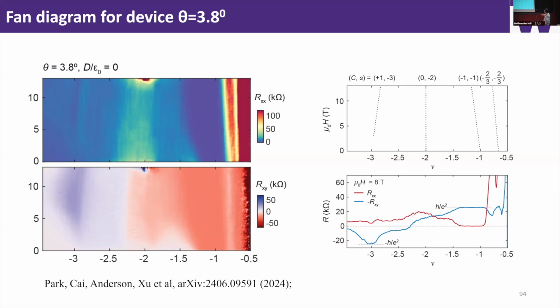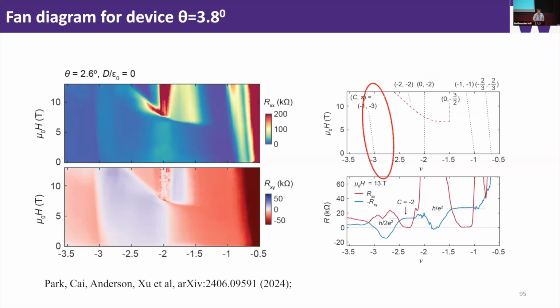At the bottom, what I show you is just line cuts of the data at 8 Tesla. What I want you to pay attention to is these RxY. First of all, it has opposite signs at the filling factor -1. Second, it is quantized to h/e squared. Okay, with suppressed RxX, so it is a Chern insulator.